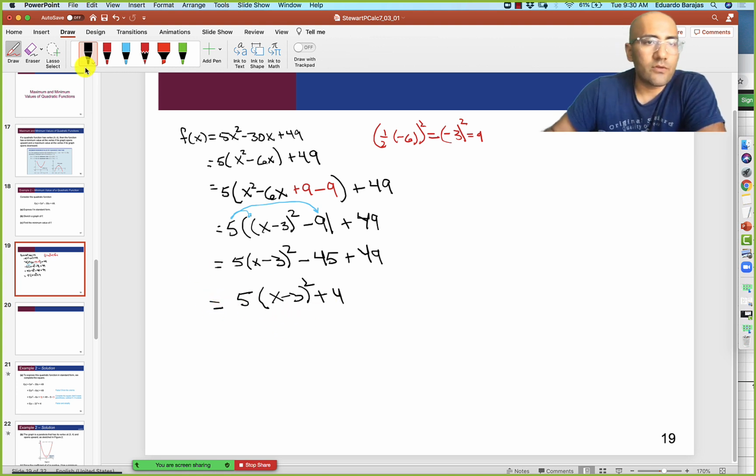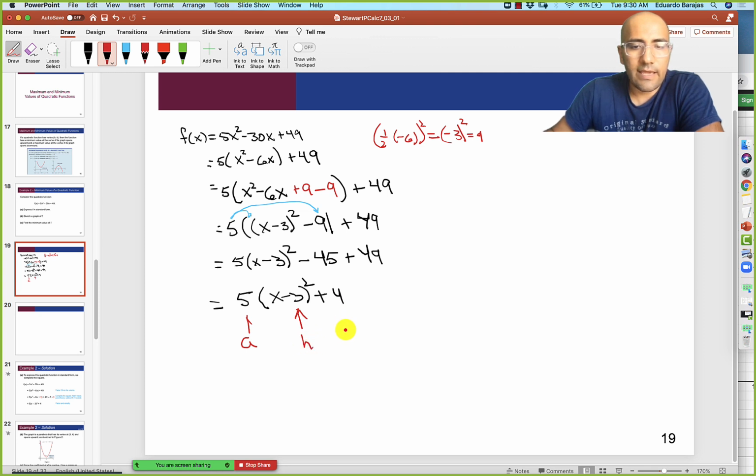Good. Okay, so this fits the form where a equals 5, h equals 3, and k equals 4. So I know it's going to be skinnier than normal by a factor of 5. It's going to go toward infinity faster, so compared to the standard parabola, skinnier, shifted to the right by 3 units, and shifted up by 4 units, where this is the vertex, (3, 4).